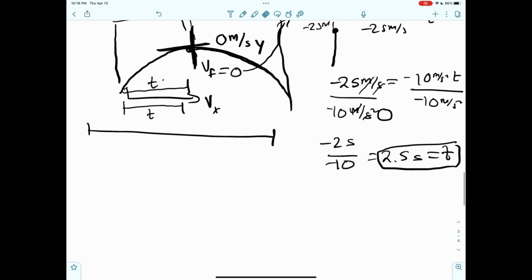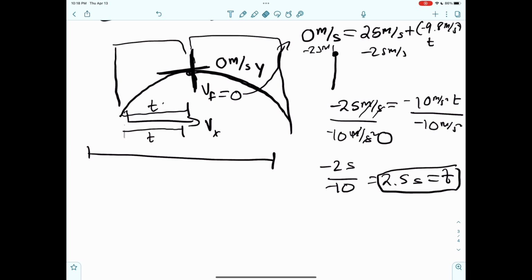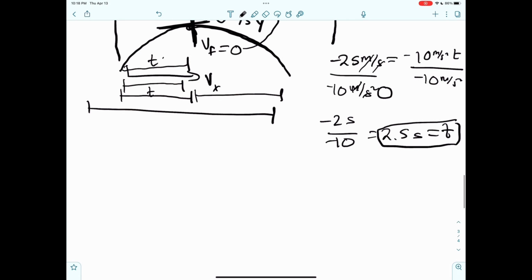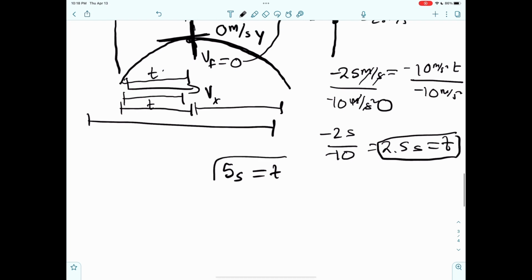Cool. So we can multiply the time by 2 to get the total amount of time, because the time it takes for the object to reach the vertex, or the highest point when the velocity in the y direction is 0, is the same amount of time it will take for it to come back down. So we multiply 2.5 by 2 to get 5 seconds as the total time of the trip.